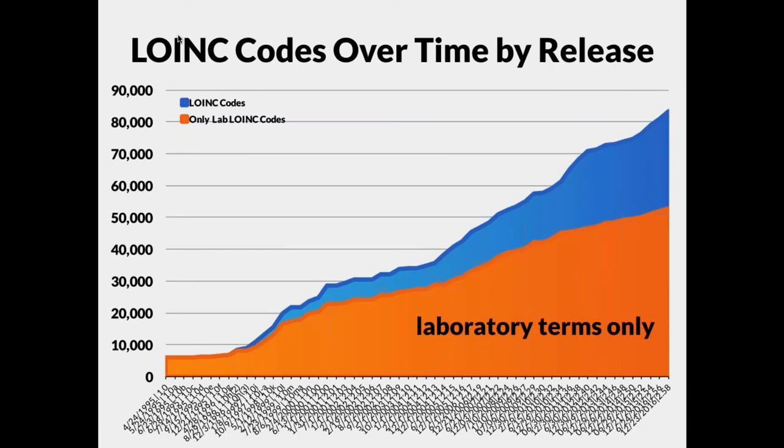You can see we're now in the 83,000, 84,000 code range. In this graph, the top line is the overall number of codes. The orange portion is the proportion of the database that is laboratory terms, with the blue portion being the proportion that represents clinical things. Today, laboratory terms account for roughly two thirds of the overall number of codes. Depending on the year, you can see the acceleration in the proportion of content that might be coming from the clinical side.